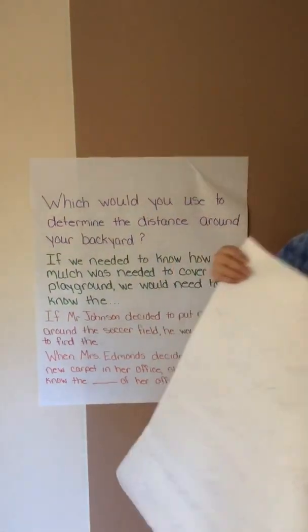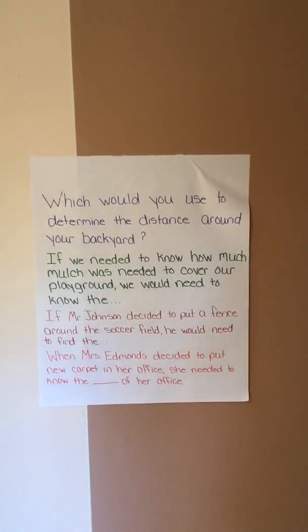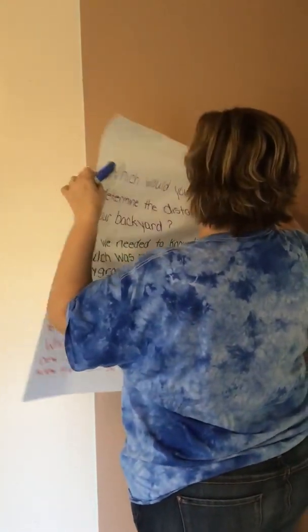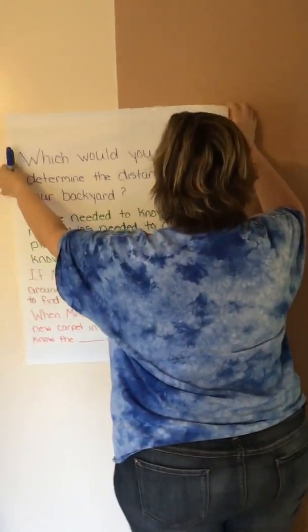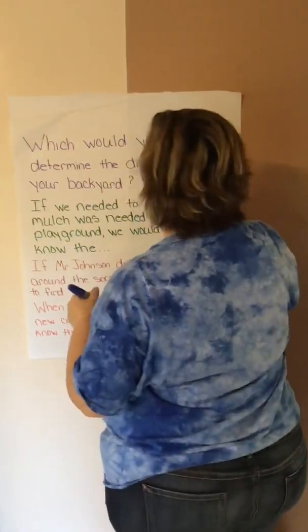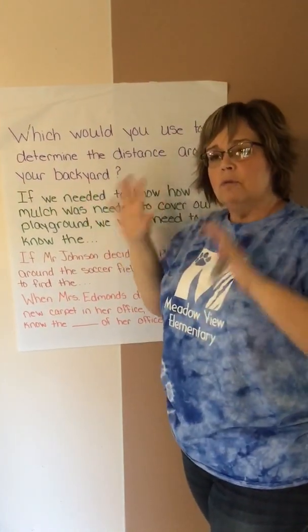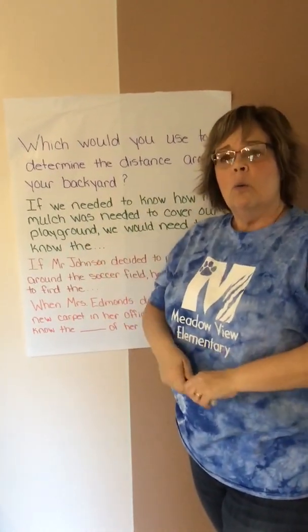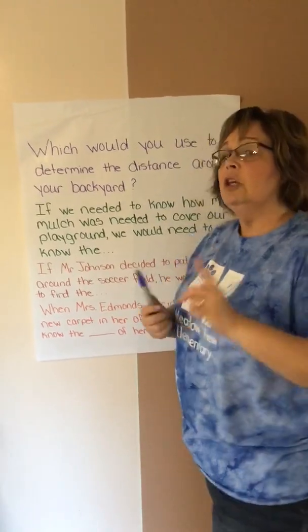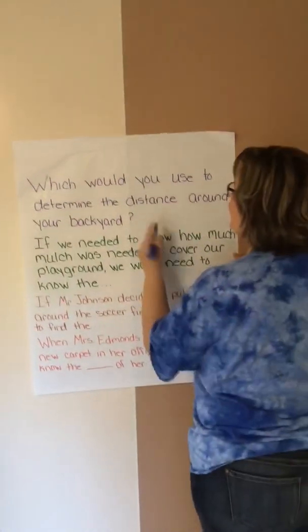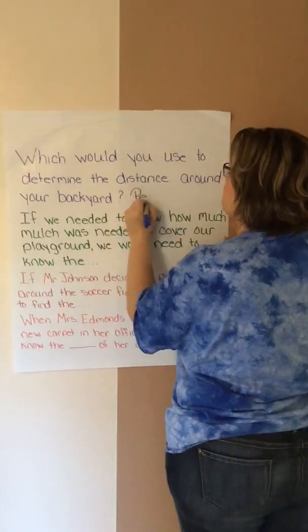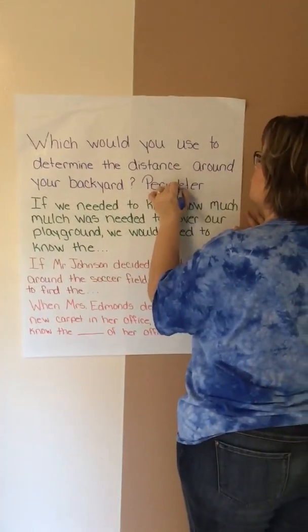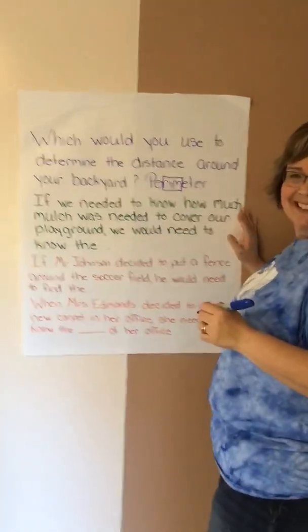All right, I have one more thing I want us to look at. How do we know when we need to use area and when we need to use perimeter? Let's talk about that. All right, let's see. Which would you use to determine the distance around your backyard? So if you went outside and you walked around the edge of your backyard, what would you be determining? You would be determining the perimeter. Because remember, that's the rim around the edge.